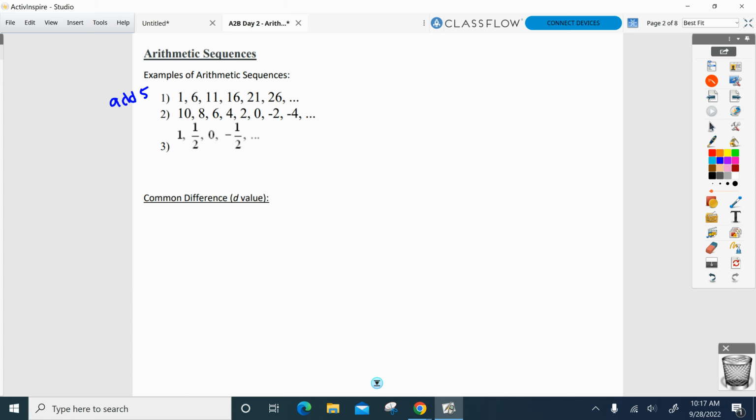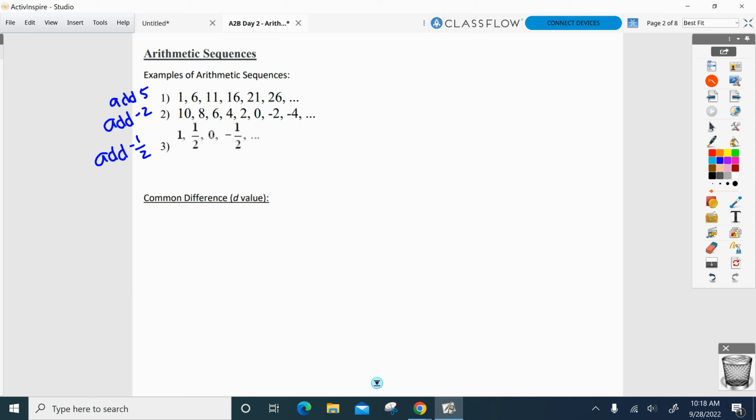All right, take a look at 2. What's the pattern? Subtract 2. Now, I'm going to rephrase that. Instead of saying subtract, can I say add what instead? Add negative 2. Good. And then how about number 3 there? 1, 1/2, 0, negative 1/2. What's my pattern here? Add a negative 1/2. Yep.